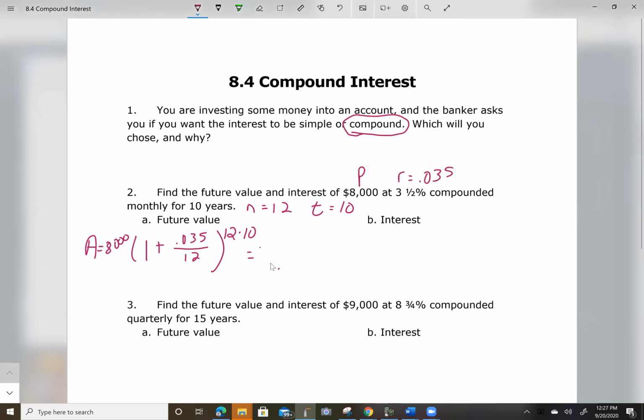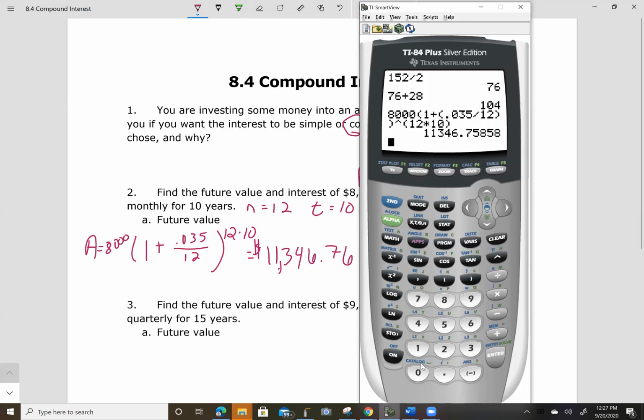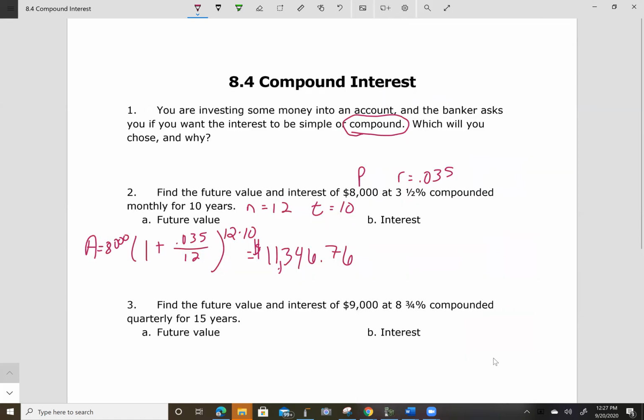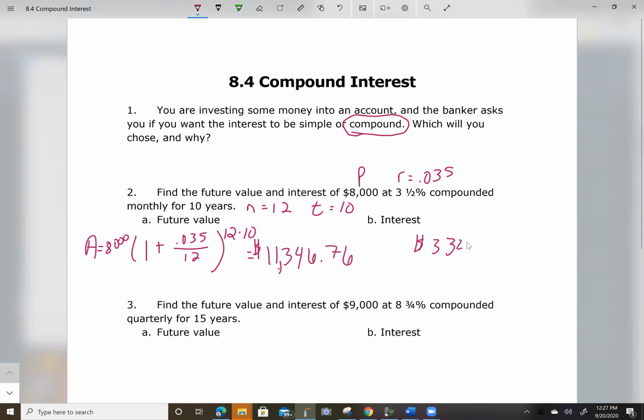Okay, so my future value is 11,346.76. So if I put $8,000 into the savings account, after 10 years, I will have $11,346.76. So the amount of interest I have made, I just need to subtract that 8,000. So minus 8,000. You could probably do this in your head. 3,346.76.